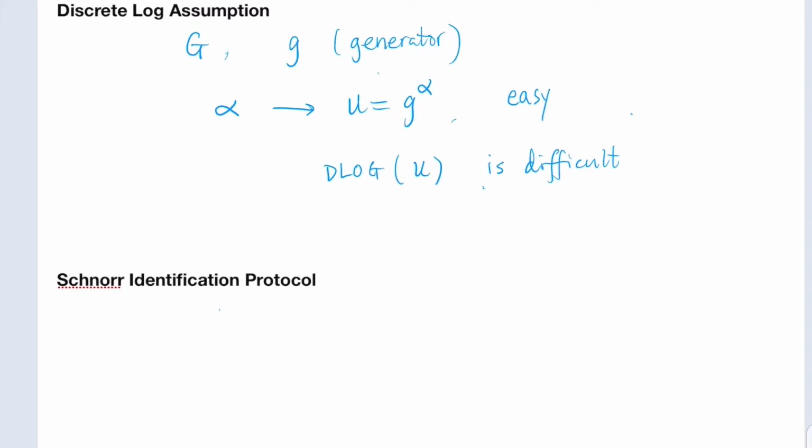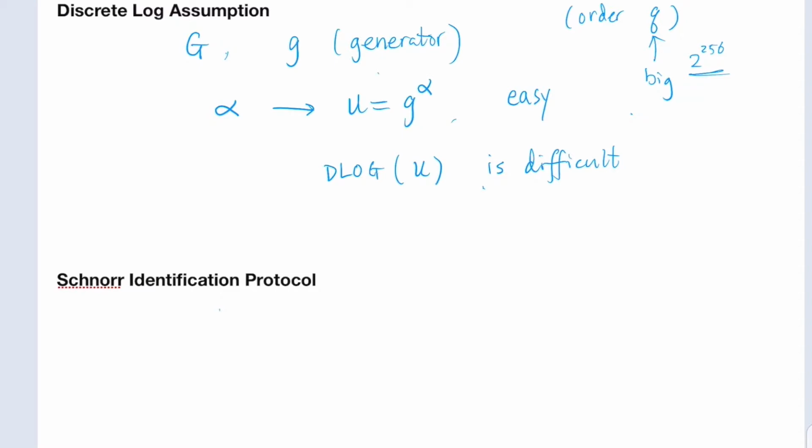Usually you generate some random value alpha in this group, and this group usually has a big order, maybe order q. This is big usually, like maybe 256 bits in binary. In other words, it could be as big as 2 to the 256 power. So it's a big search space if you want to do a brute force search. Now, you assume your alpha is your private key, and u may be your public key.